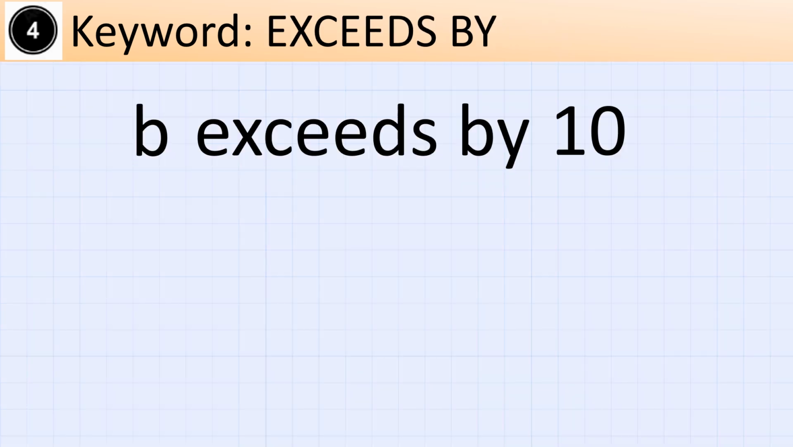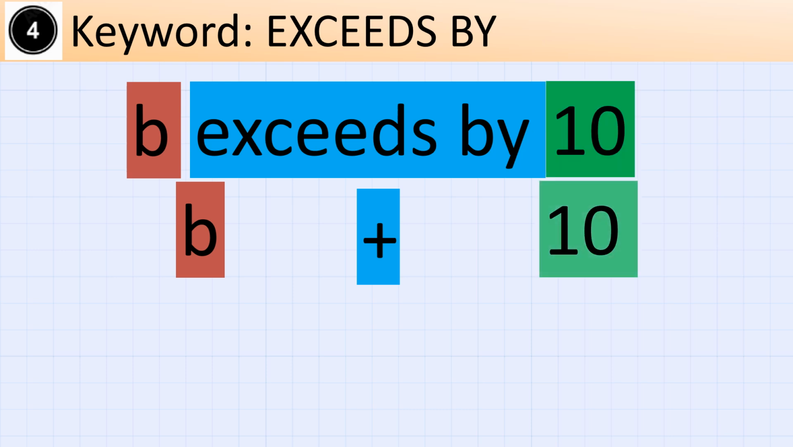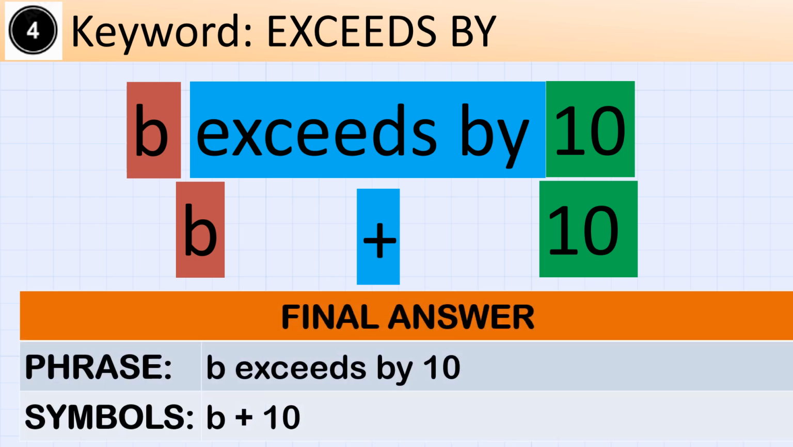Here is another keyword, that is exceeds by. Example, B exceeds by 10. So we copy first B. Exceeds by means addition, so we translate it to plus sign, and we copy 10. So B exceeds by 10 is translated to B plus 10, and that's our final answer.